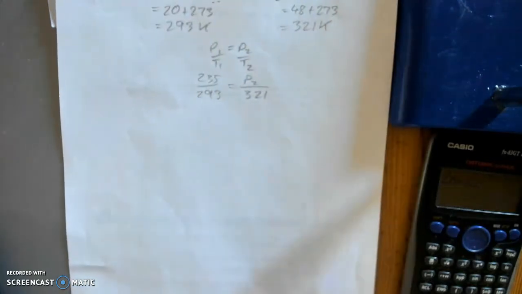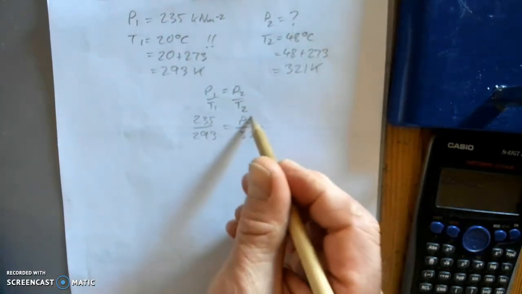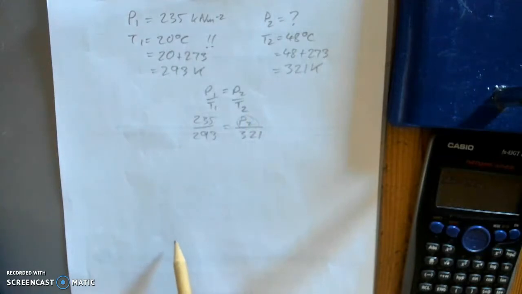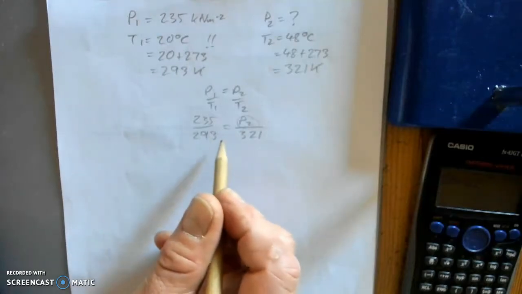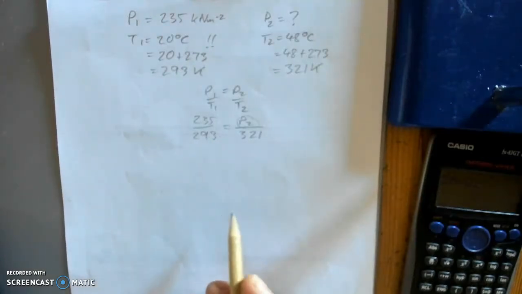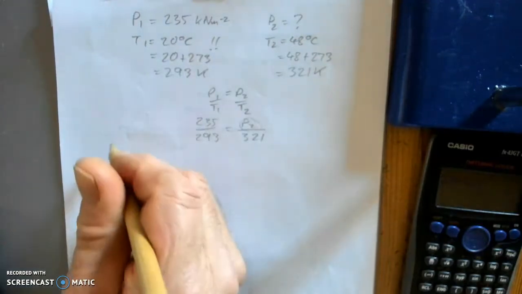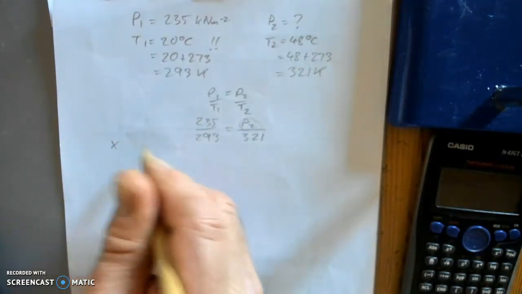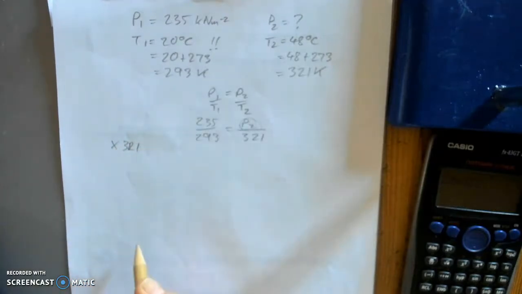Now, at this point, you're going to need a bit of your maths from what you do with rearranging equations in maths. We're trying to find the unknown on its own on the top, and then calculate everything else out from there. So the way we do that is either multiplying or dividing either side of the equation. What we're going to do to get rid of the 321 is we multiply both sides of the equation times 321.